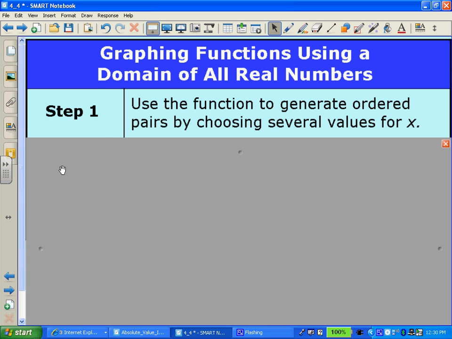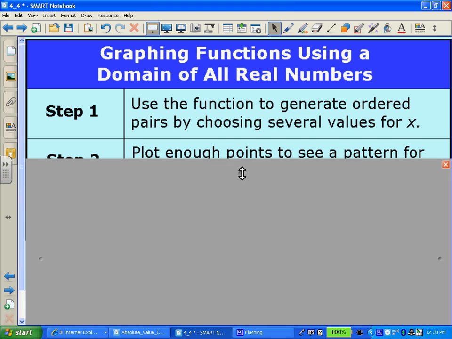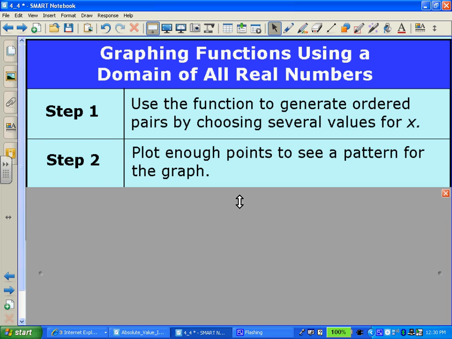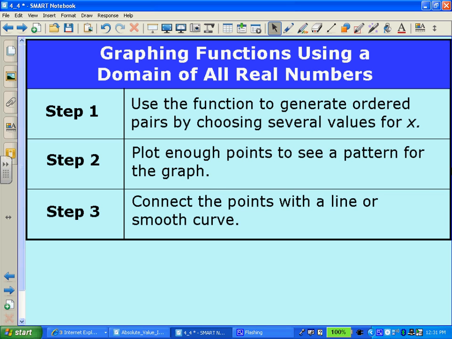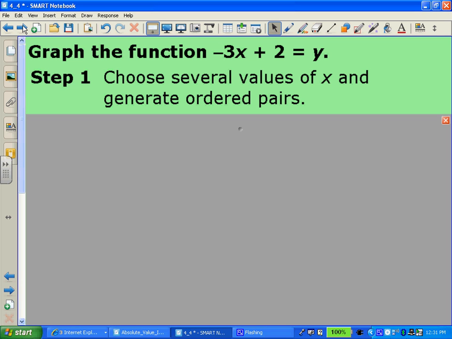Now the next thing you'll see is how do we graph when we don't have a limited domain, but in fact we have a domain of all real numbers. Now it's very similar to what we just did, except we're going to choose several values of x, and I'll tell you what those values are. Then we're going to, again, put them in a table, find our values, plot the points, and then we connect the points. So when we're doing all real numbers, we connect the points. When we're doing a limited domain, we do not.